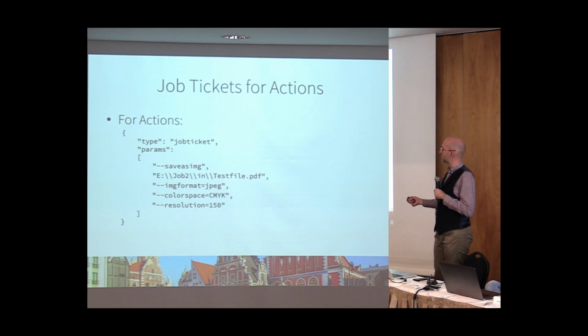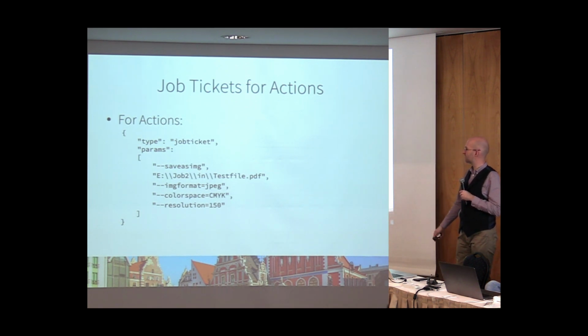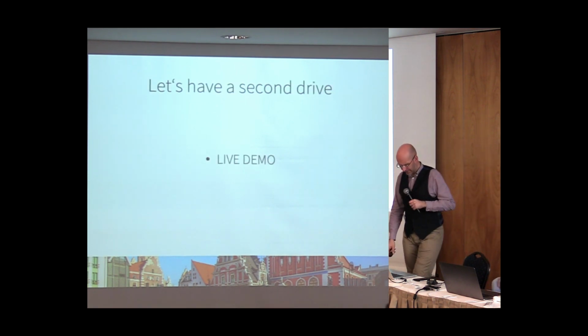Similar for actions, you also start with a job ticket so that our engine knows what comes there. Is it a sidecar file? It's a job ticket, and so it can react. And you have here, similar like this CLI, the save as image, for example, the input file folder, or input file source, not destination, the source, and all parameters which you might need for processing this specific file within your hot folder mechanism. So let's see how that works.